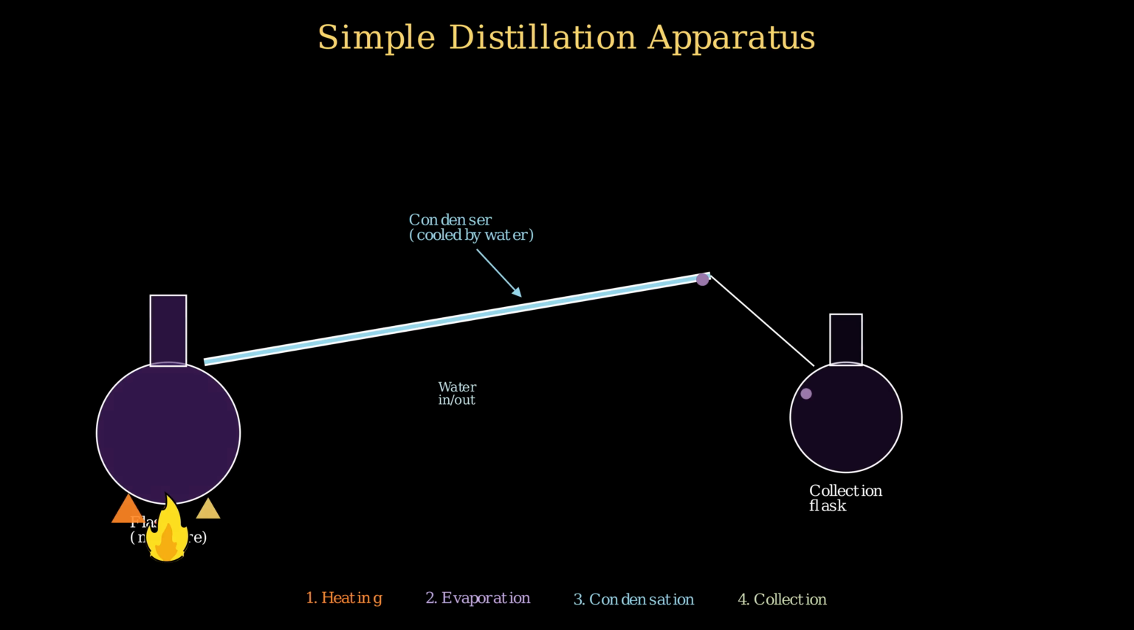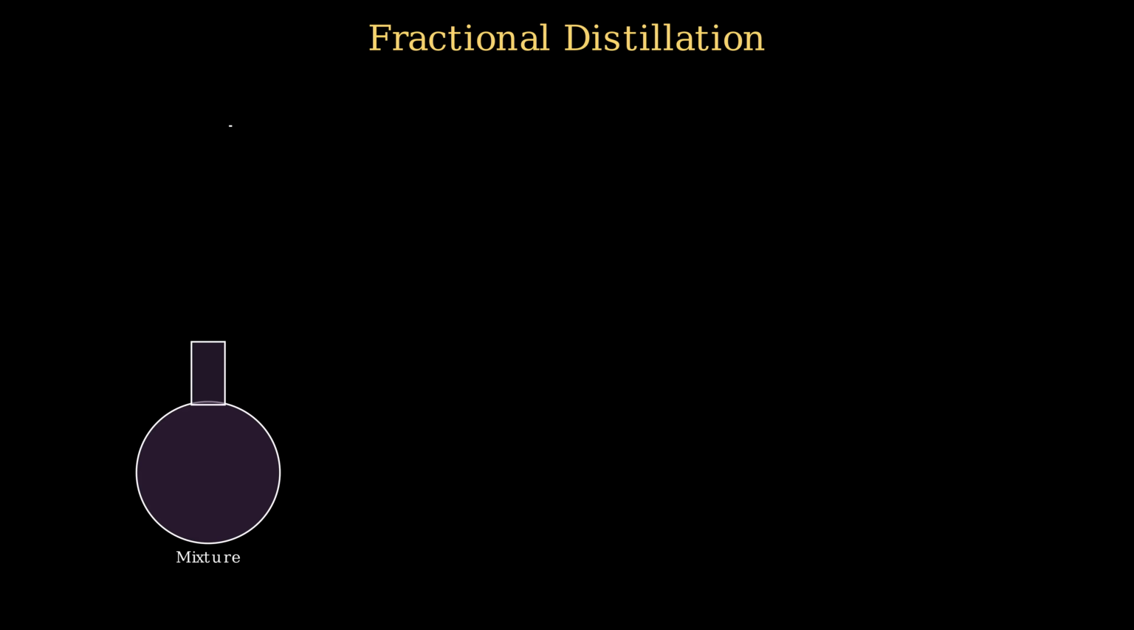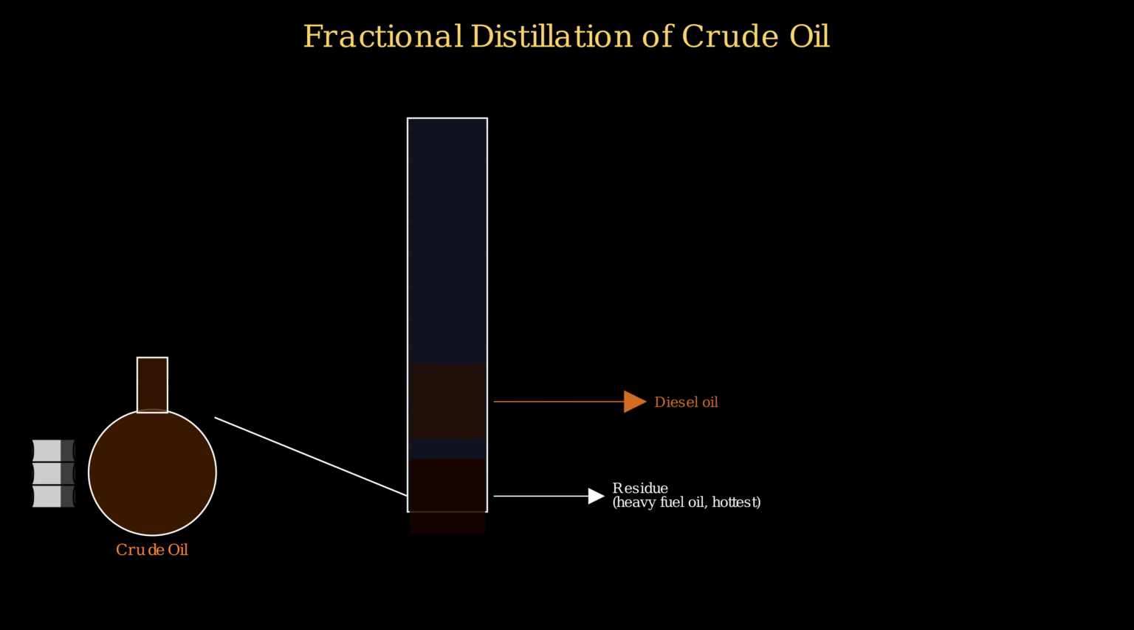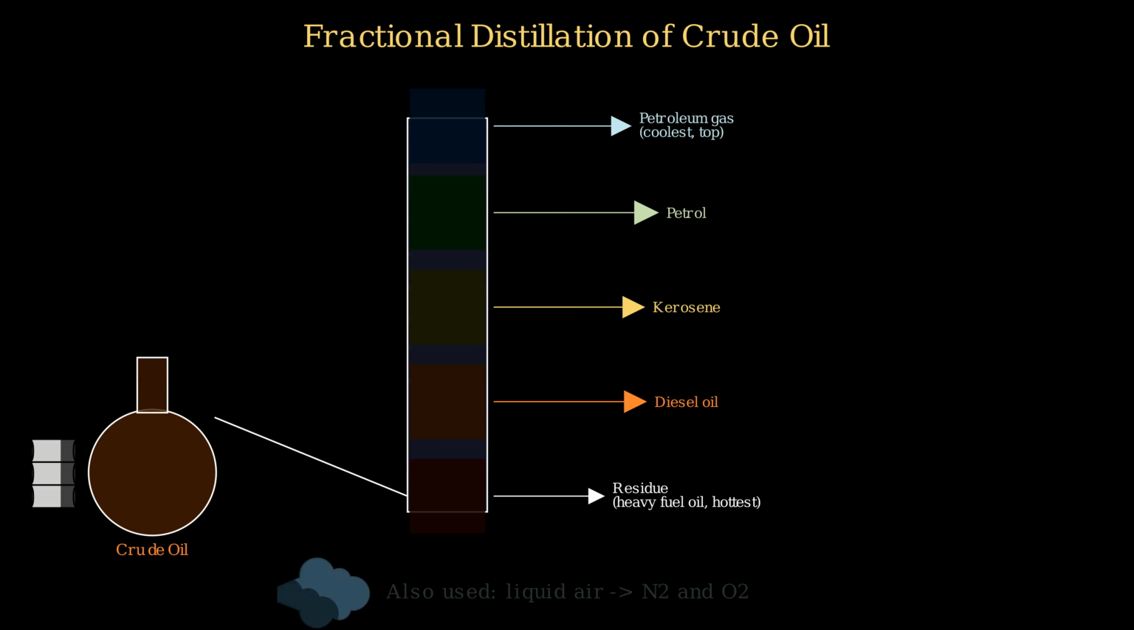a separate flask. For liquids with similar boiling points, we use fractional distillation with a fractionating column. This column has a temperature gradient allowing a more precise separation. Fractional distillation is used for crude oil separation into petrol, diesel, kerosene, and other products, and for liquid air separation into nitrogen and oxygen.